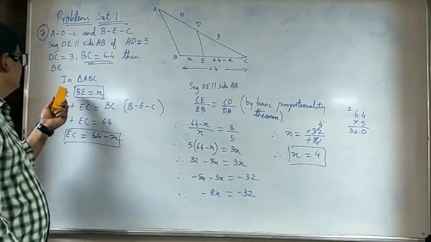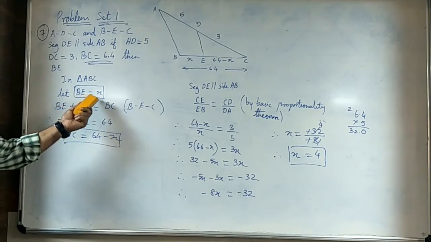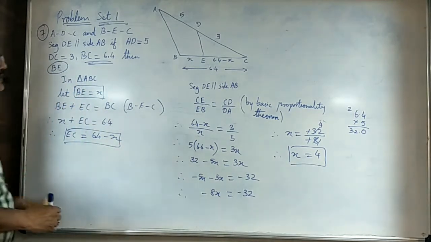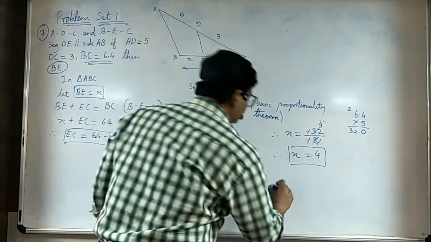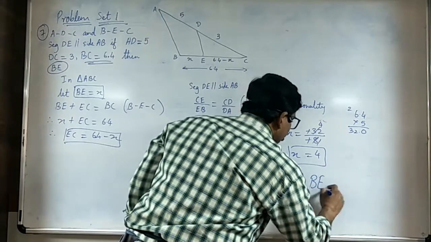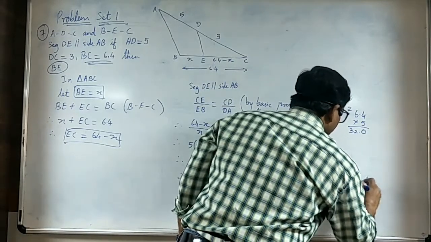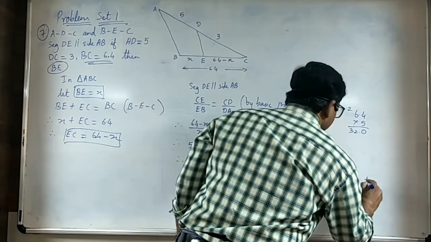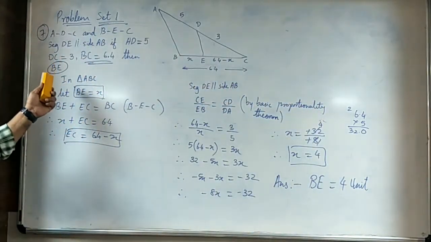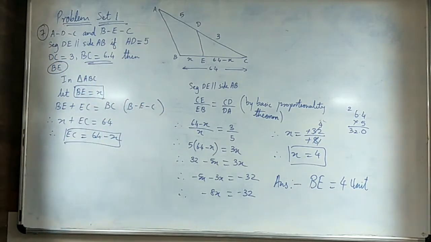And what we kept in the starting, let the value of B be X, and they told us to find B in the question, and therefore we got the answer. B is equal to 4 units. And this is how I completed question number 7, which is related to the basic proportionality theorem.